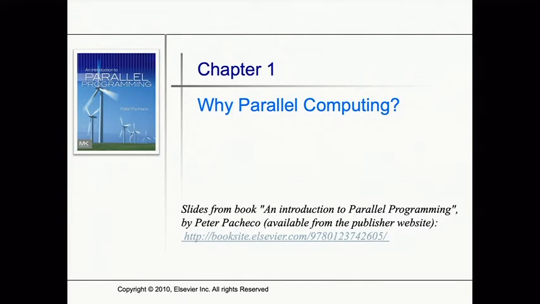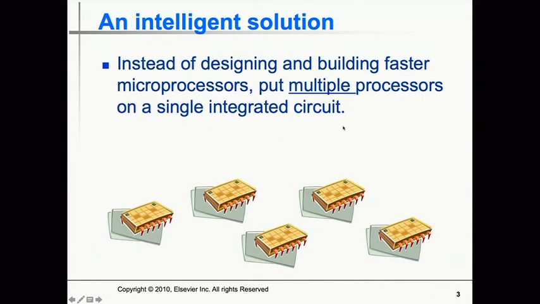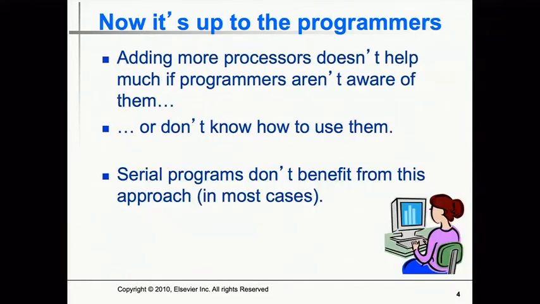Okay. So let's quickly take a look at what these slides say. That's what we were talking about early on. The increase in computational power was very, very significant, almost 50% every year, but now it's much lower. That's why we have seen this development of putting multiple CPUs on a single chip. And we also looked at some issues. How do you write your programs to be able to harness these multiple CPUs?